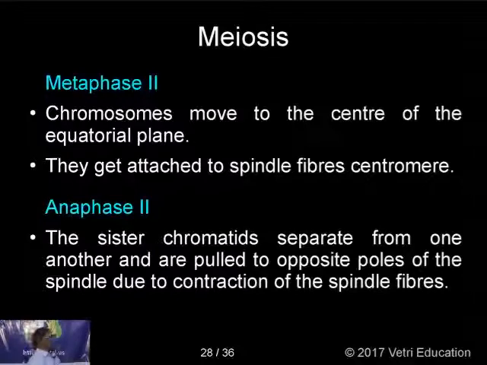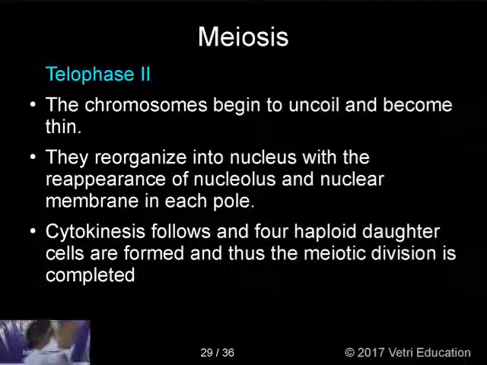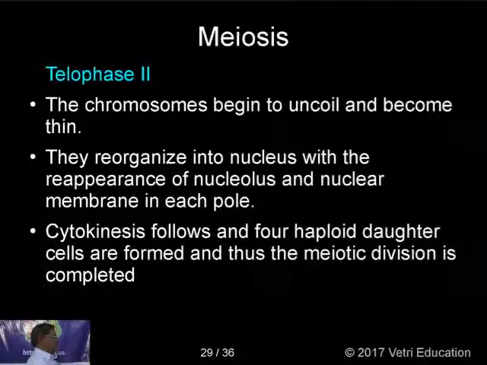In metaphase 2, chromosomes move to the center of the equatorial plane. They get attached to the spindle fibers with the centromere. In the anaphase, the sister chromatids separate from each other and are pulled to the opposite poles of the spindle due to the contraction of the spindle fibers, just similar to mitosis. Next, in the telophase, the chromosomes begin to uncoil and become thin. The nucleolus and nuclear membrane reappear in each pole. Cytokinesis follows and 4 haploid daughter cells are formed, and thus the meiotic division is completed.